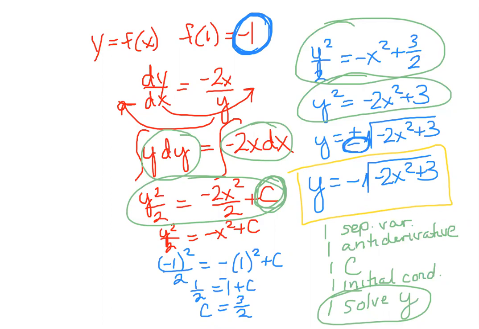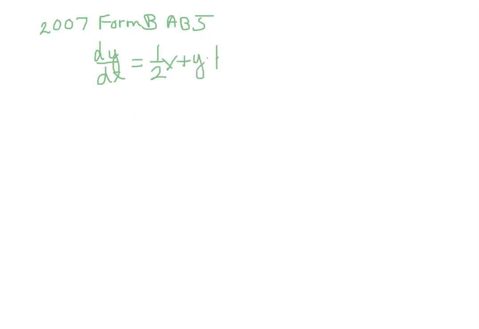Okay, this is 2007 Form B, AB 5. Again, it's a no calc, but I really don't know how they're going to have you do that this year. So dy over dx equals 1/2 x plus y minus 1. Okay, on the given axis, 9 points. You can see that most of the time they don't have you do too many points.